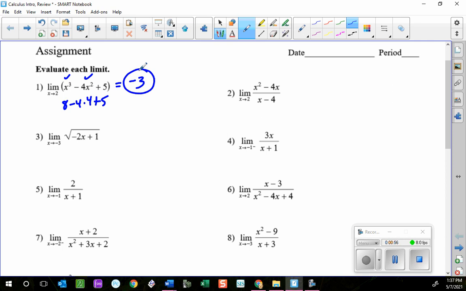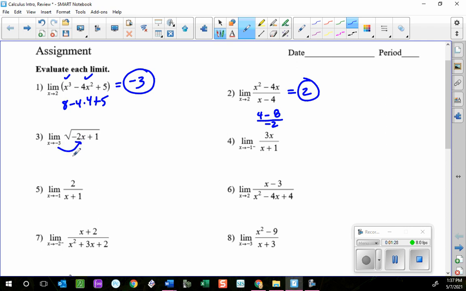Alright, for number 2, if I try to plug in here, I get... actually, I was thinking it was going to make 0 over 0, but it doesn't. So I plug in 2, I get 4 minus 4 times 2, which is -4. On the bottom, I get 2 minus 4, so -2. So I get -4 over -2, so I get 2. Right?